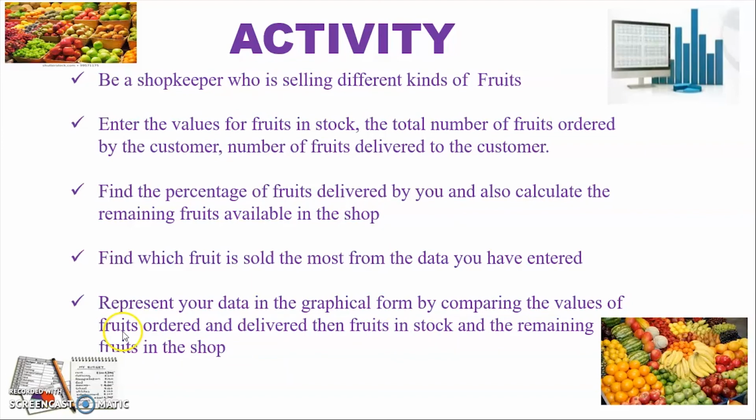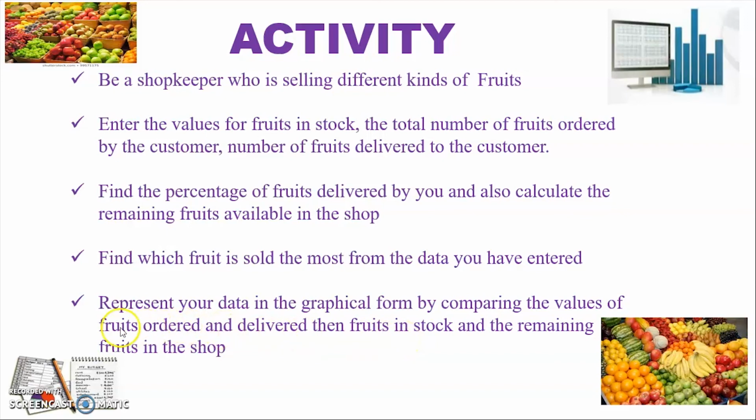So first you are going to compare. The first graph is between the fruits ordered and the fruits you delivered. You receive how much order from the customer and how much you delivered to the customer. For these two data you draw a graph. Then in the second graph you draw the fruits which you had in stock at first, and after delivering to the customer, how many fruits remain in your hand. Just compare these two data in your second graph. Have you all understood, students?